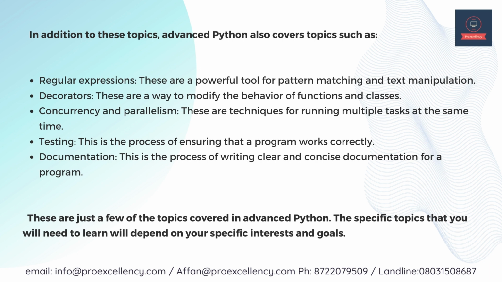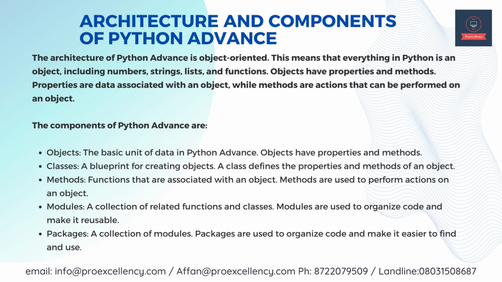These are just a few of the topics covered in advanced Python. The specific topics that you will need to learn will depend on your specific interests and goals. Architecture and components of Python Advance. The architecture of Python Advance is object-oriented. This means that everything in Python is an object, including numbers, strings, lists, and functions. Objects have properties and methods. Properties are data associated with an object, while methods are actions that can be performed on an object.